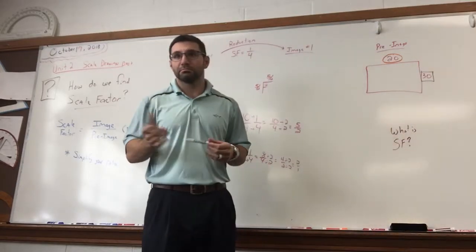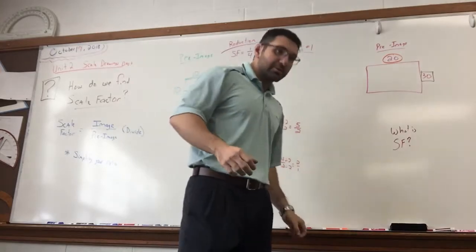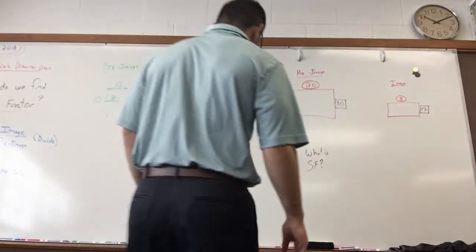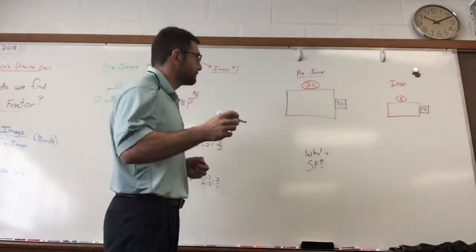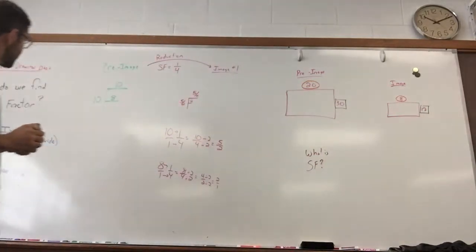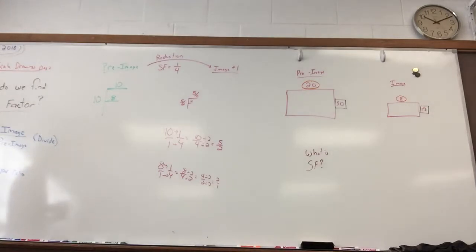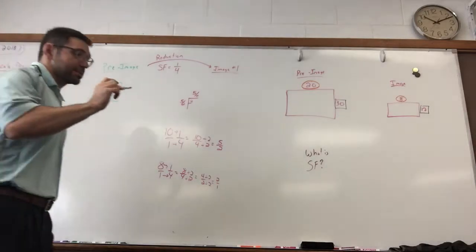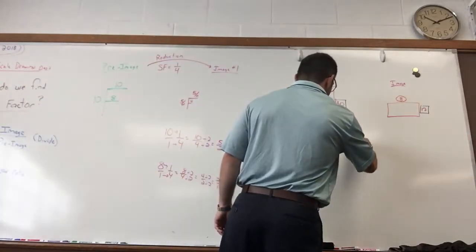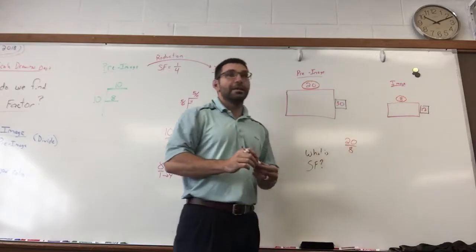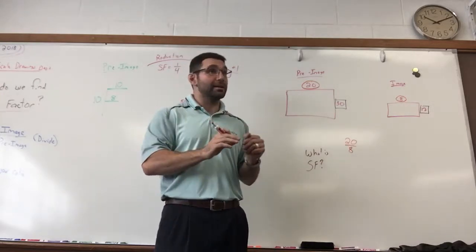Questions there? Still pretty easy, right? So now it's all about finding the scale factor. So Brooklyn, give me a fraction that I'm going to need to set up. So what fraction am I going to set up to find the scale factor? So we want to go image over pre-image. Okay, so listen to what Brooklyn said. She said 20 over 8. That is the most common mistake.